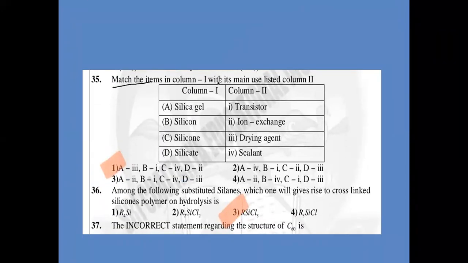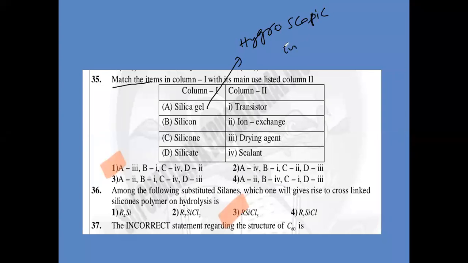Next, match the items in column 1 with column 2. Silica gel is hygroscopic in nature, meaning it will absorb water, so it acts as a drying agent. Next, silicon is generally used as a transistor, a semiconductor.